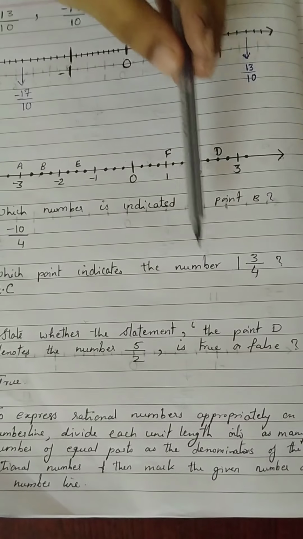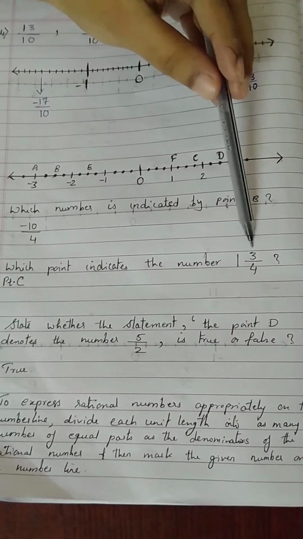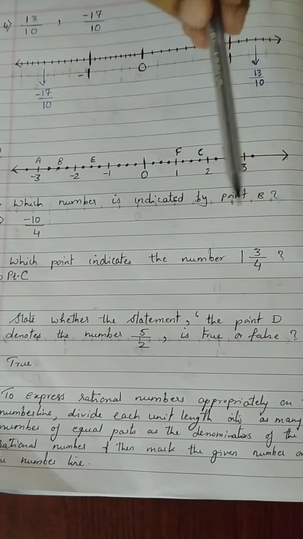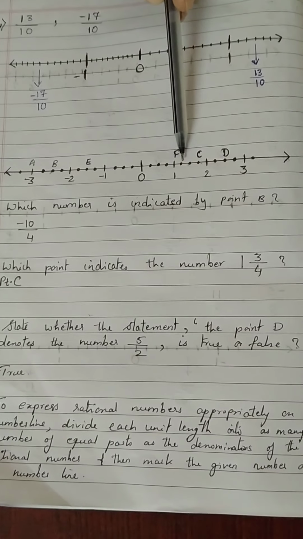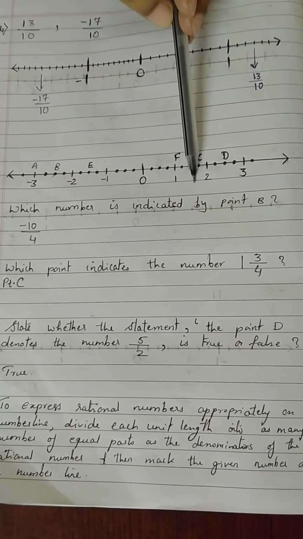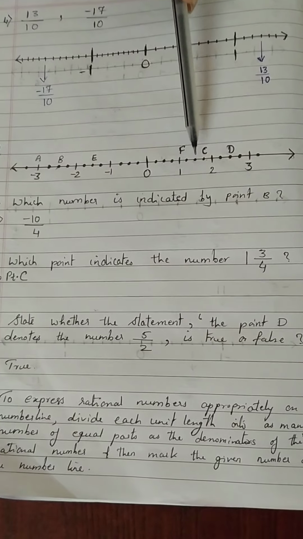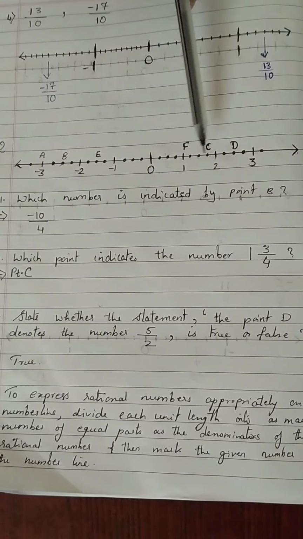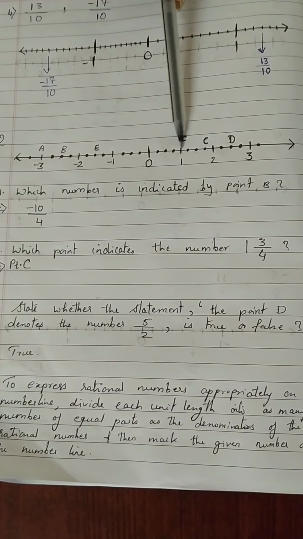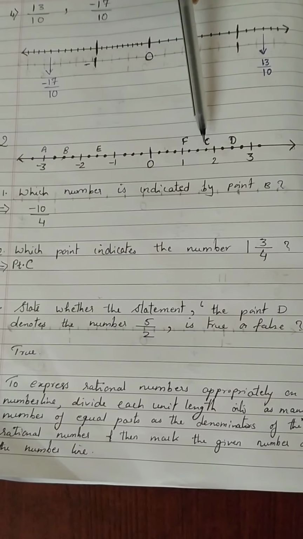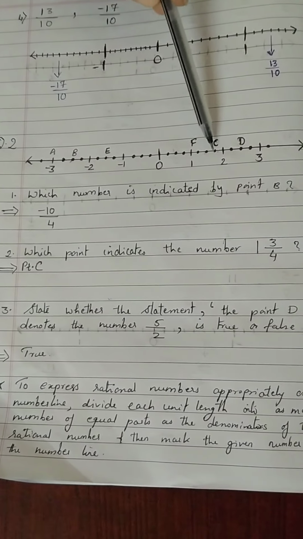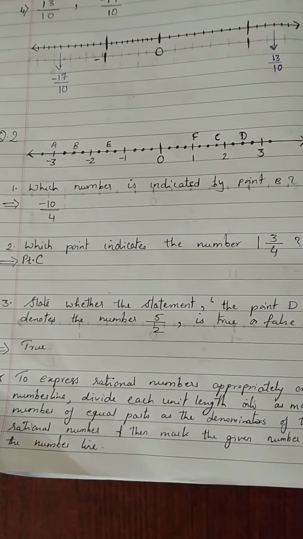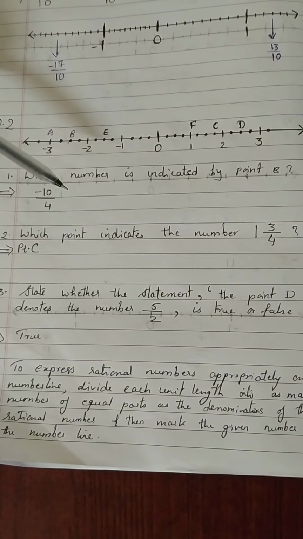But in this question we can see they have asked for 1, 3 upon 4. Not only 3 upon 4. So again they have taken the number after 1, that is 1 upon 4, 2 upon 4, 3 upon 4. Not 5 upon 4, 6 upon 4 or 7 upon 4. So after 1 again it is 1 upon 4, 2 upon 4, 3 upon 4. So we will get 1, 3 upon 4. I hope you have understood.